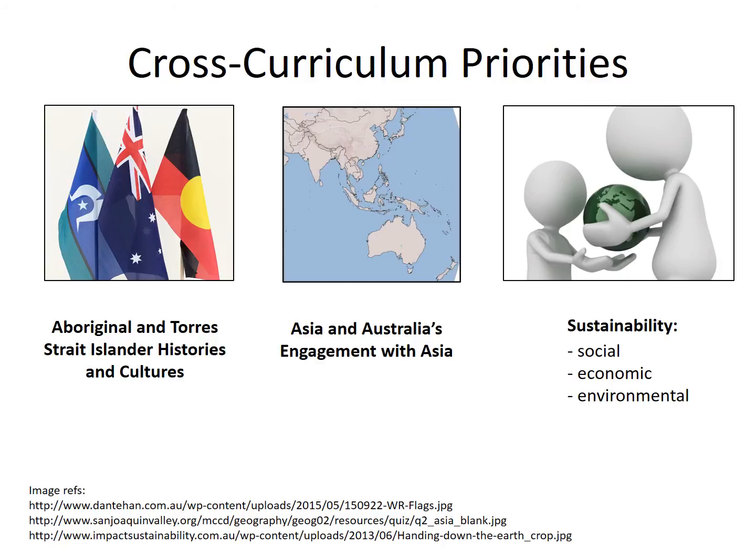Now, the 3 key areas of the Melbourne Declaration have been built on to formulate these cross-curriculum priorities. The first one being Aboriginal and Torres Strait Islander histories and cultures. The second one is Asia and Australia's engagement with Asia. And the third one is sustainability, specifically social, economic, and environmental sustainability. So these 3 priorities link directly with global education, particularly in light of our definition with regard to students seeing themselves as global citizens who can contribute to a more peaceful, just, and sustainable world.